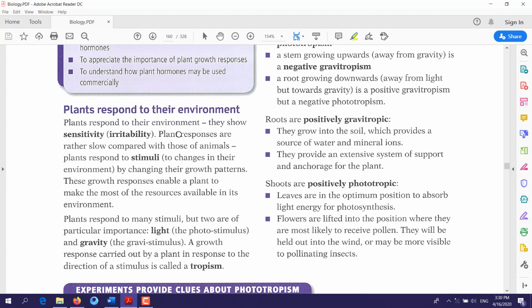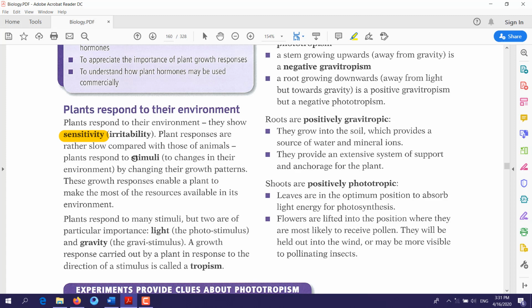Plants respond to their environment. When we talked about humans, we said humans respond to a change in the environment. The same thing is happening in the plant. How? Plants respond to their environment. They show sensitivity. The plants' responses are rather slow compared with those in animals. Plants will respond to the environment, but if we compare it with the response of animals, we will see it's much slower. So plants respond, but slower.